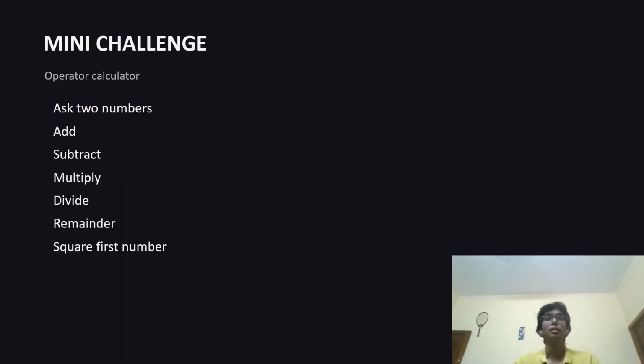So now we are coming back to the main part of my course, which is a mini challenge. We are going to build a calculator. We are going to ask for two numbers. We are going to do addition, subtraction, multiplication, division, and also a remainder check, and also square the first number. I want you all to do it because it's very easy. This is a compilation of whatever we have done till now. So your time starts now. I'll reveal the code very soon.